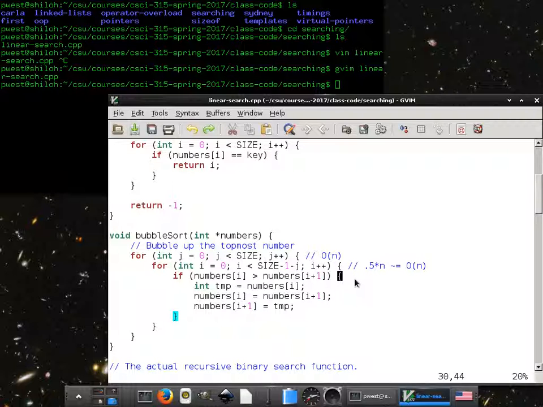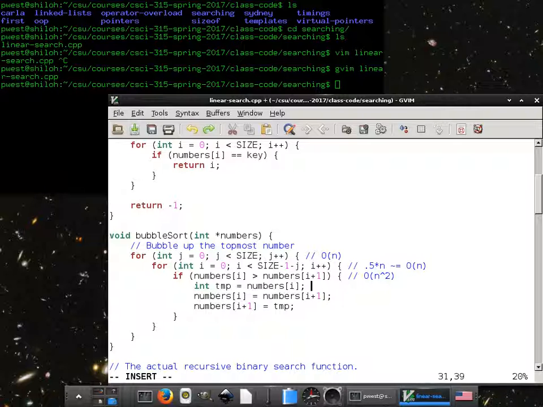All right, hold on. I don't know what just happened. How many times is this line executed? O of N squared. Why is it O of N squared? Two for loops. Yeah. Any questions? No. All right.